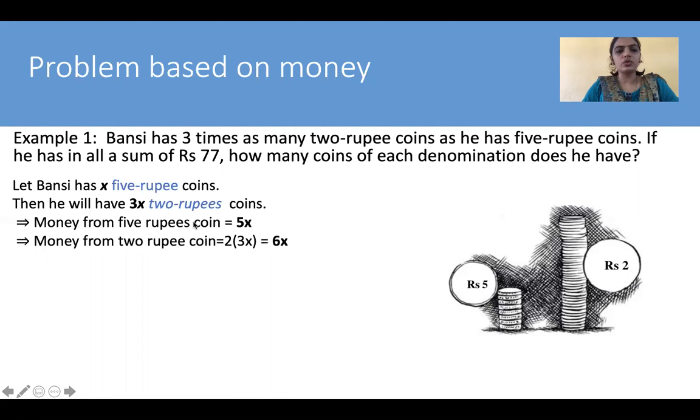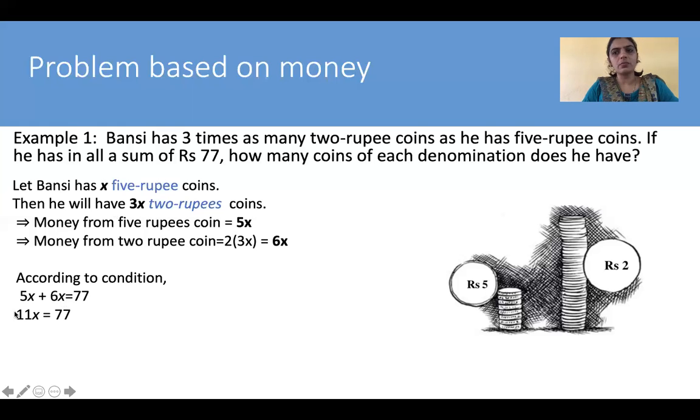And money from 2 rupee coins is, as we have 3x as the number of 2 rupee coins, so money from 2 rupee coins is 2 into 3x, that is 6x. It is also given that the sum of money is rupees 77. So if we add these two, 5x plus 6x is equal to 77. This is given in the question.